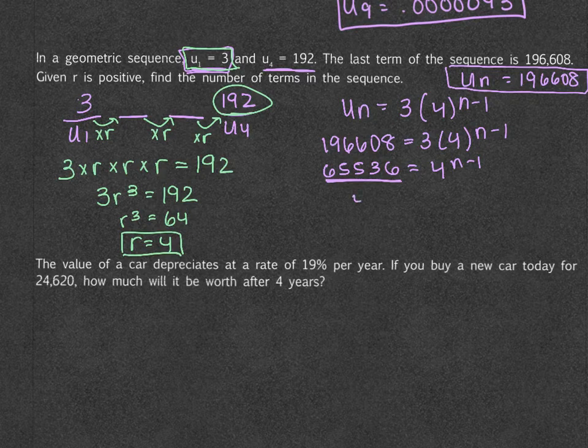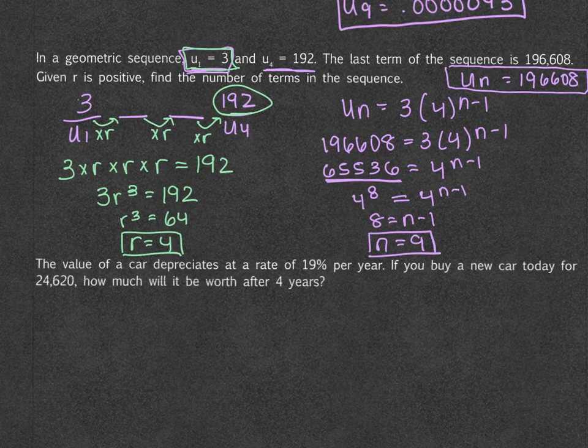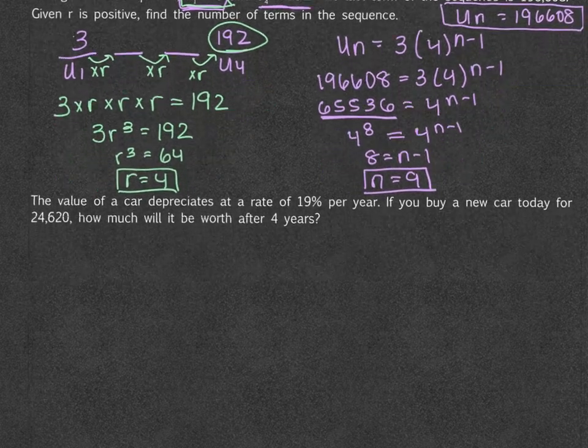And it comes out that 4 to the 8th power is 65,536. So I'm going to rewrite that. And then that's equal to 4 to the n minus 1, which means that 8 would have to be equal to n minus 1. So n would be equal to 9. So in this sequence, there are 9 terms if 196,608 is the last term. Okay.